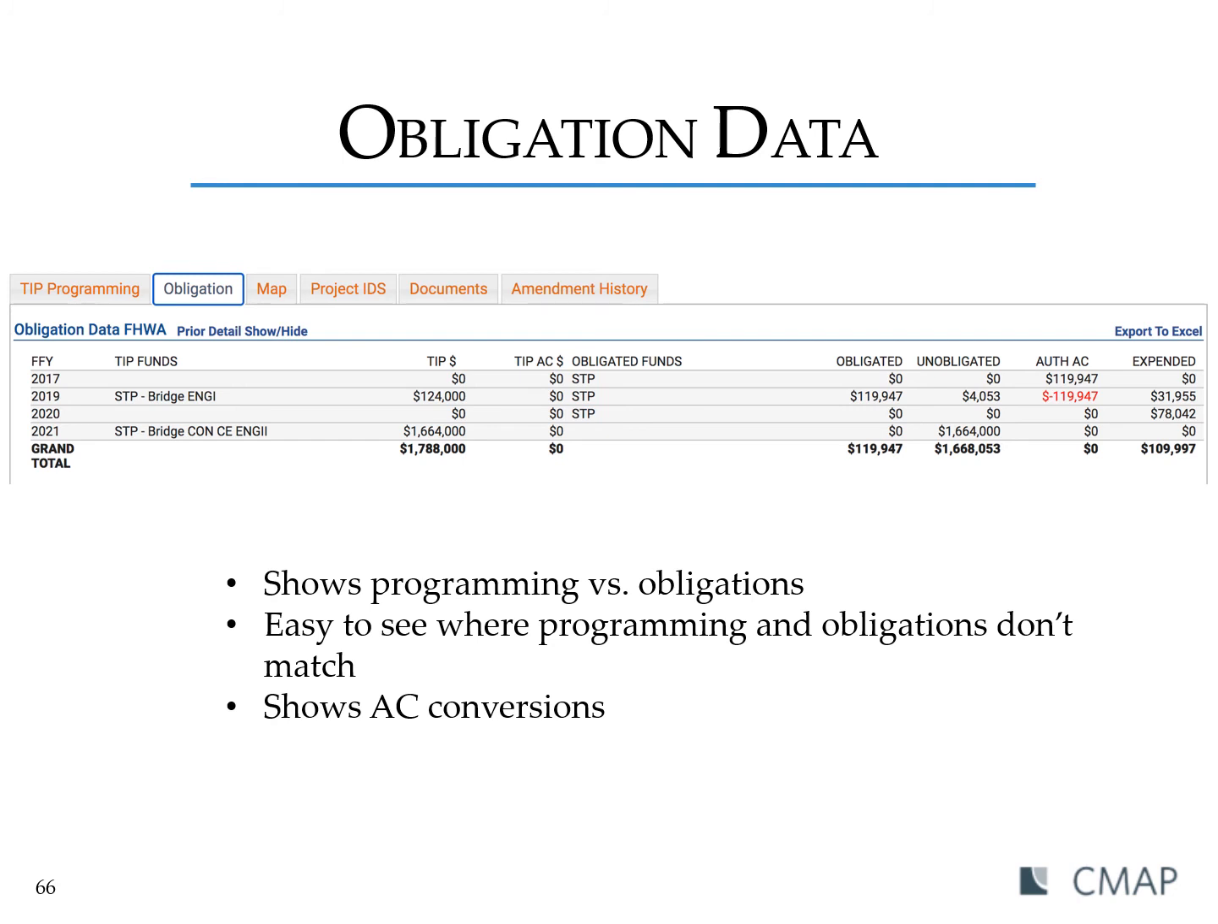A quick note about the movement of the AC funds. The programmer would have received an AC notification email in 2017, and then an AC conversion notification email in 2019. When they received the conversion notice, they would have changed the program year of the federal funds to 2019.